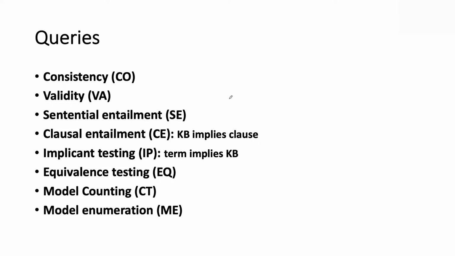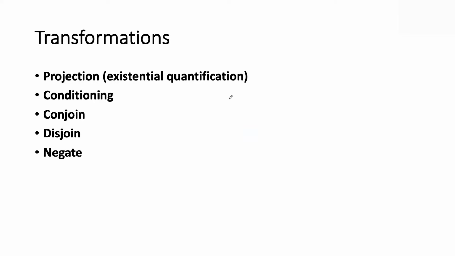All right, and remember, we've been looking at these circuit types from two angles, the kind of queries that they enable in polytime, and the kind of transformations that they enable in polytime. So towards the end of the segment, we will revisit these and give you a summary of what happens to these operations and transformations when we have both decomposability and determinism.